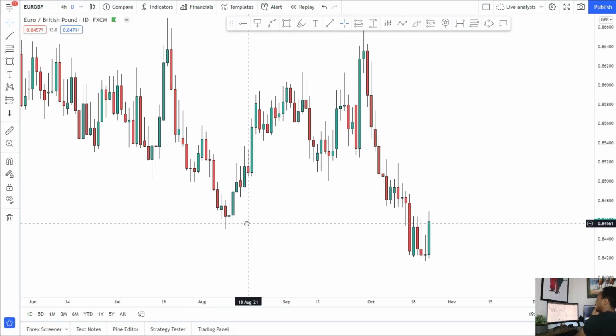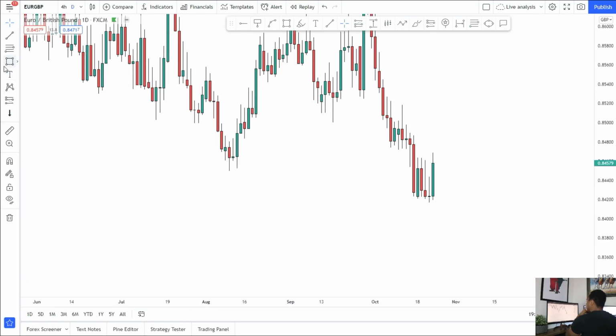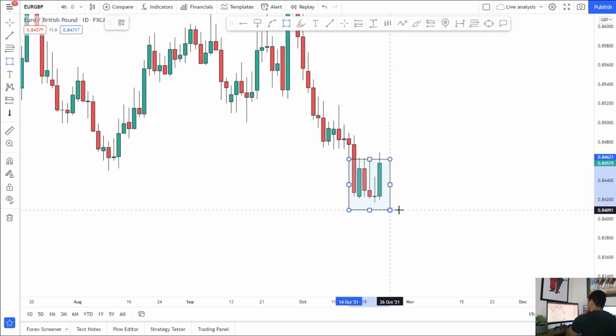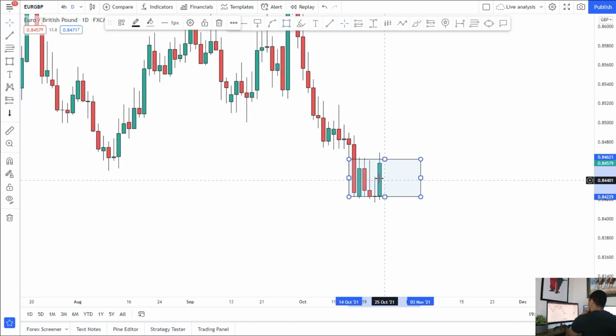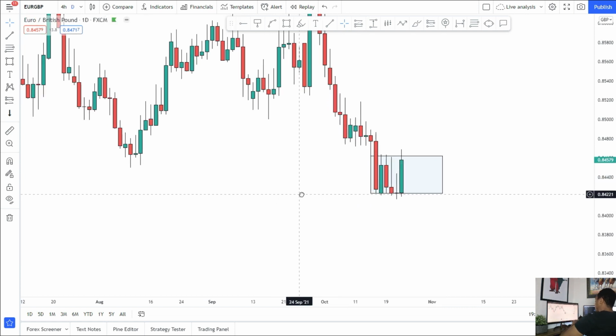Okay, so now I'm going to move on to Euro Pound. So Euro Pound, not much this week. Again, a little bit choppy, as you can see. That's pretty much the price action we've had this week. Just price up, down, moving sideways.